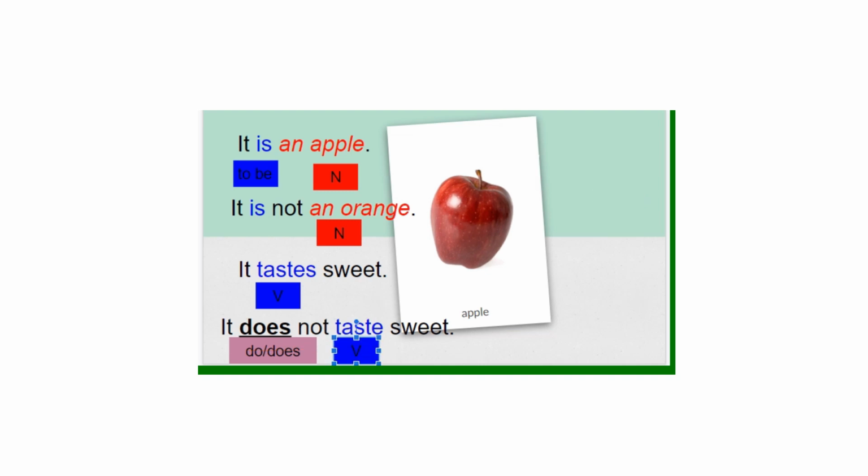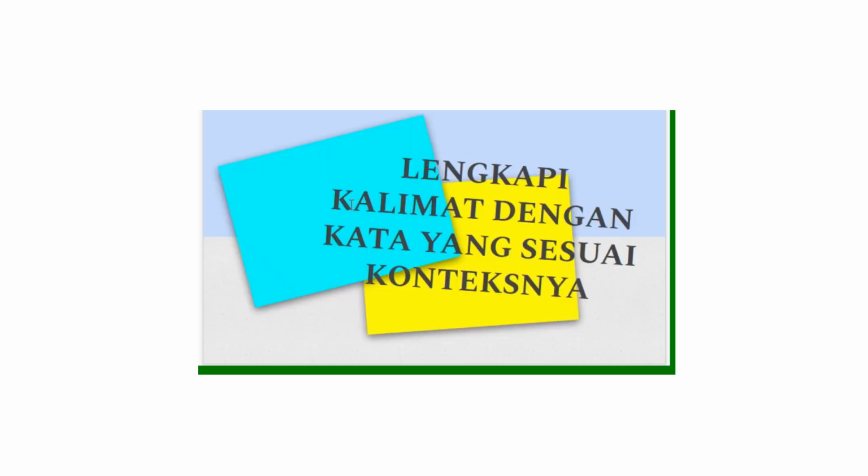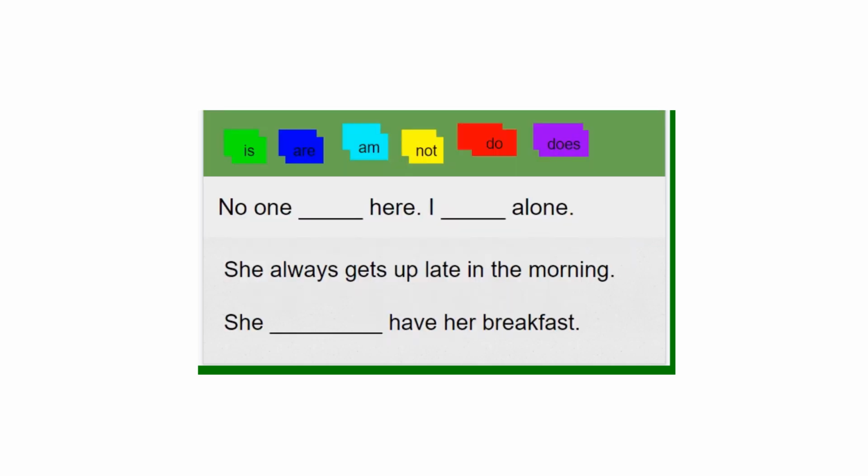Okay, I hope you can understand the explanation here. So now let's go to the practice. Kita melengkapi kalimat dengan kata yang sesuai dengan konteksnya. No one blank here. I blank alone. What do you think? Good. No one is here. I am alone. I am alone. Here adalah keterangan dan alone adalah kata sifat.